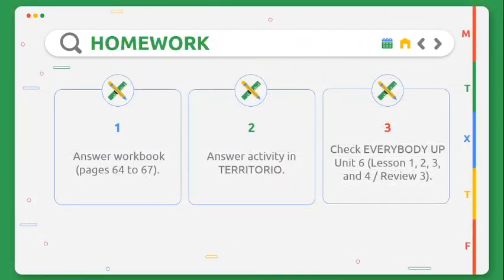For homework, guys, you have to answer your workbook from the page 64 until the page 67. And the number 2, you have to answer your activity in Territorio. And the number 3, you have to just check that you have your Everybody Up answered until the unit number 6, lesson 1, 2, 3, 4, and the review number 3.